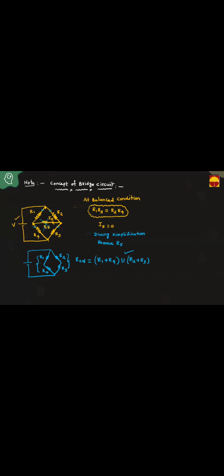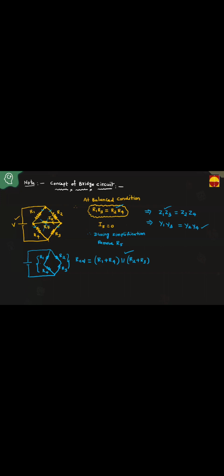This concept is applicable not only for resistances, even when impedances are given. You write in terms of impedances: Z1 Z3 equal to Z2 Z4. Even admittances also: Y1 Y3 equal to Y2 Y4. Whether resistances, impedances or admittances are given, this condition is applicable. When the bridge is balanced, there is no current through this resistance. When the current through this resistance is zero, the product of opposite impedances or resistances are equal. This is the balanced condition.